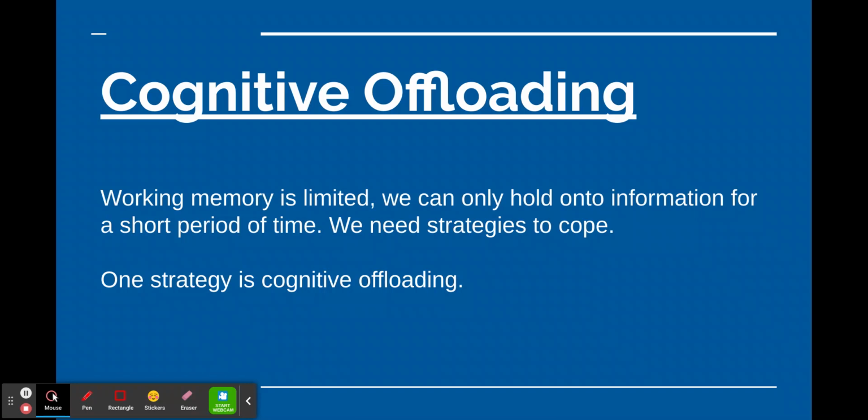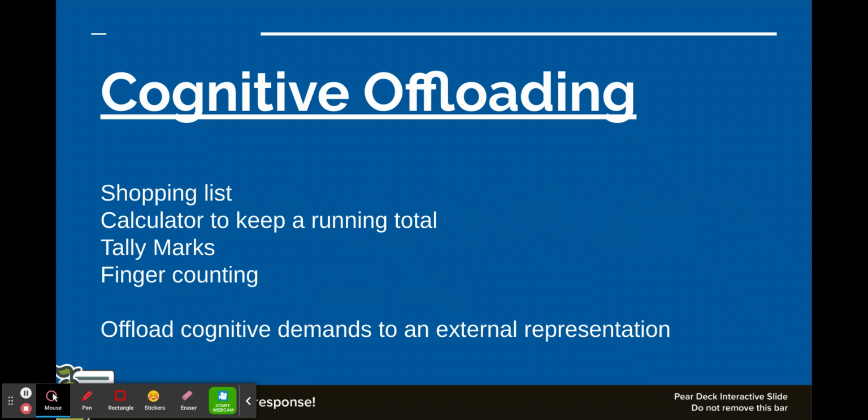So we need strategies to cope, to help us hold on to it for a bit longer and to ensure we can retain a little bit more. And one of the strategies we use is cognitive offloading. In day-to-day life, that is when we make a shopping list, use a calculator to keep a running total, or use our fingers. But cognitive offloading means that we have to do some form of external representation. We have to write it out or use something. An external representation normally is writing it, and that means we can retain it for longer and we can remember much more.